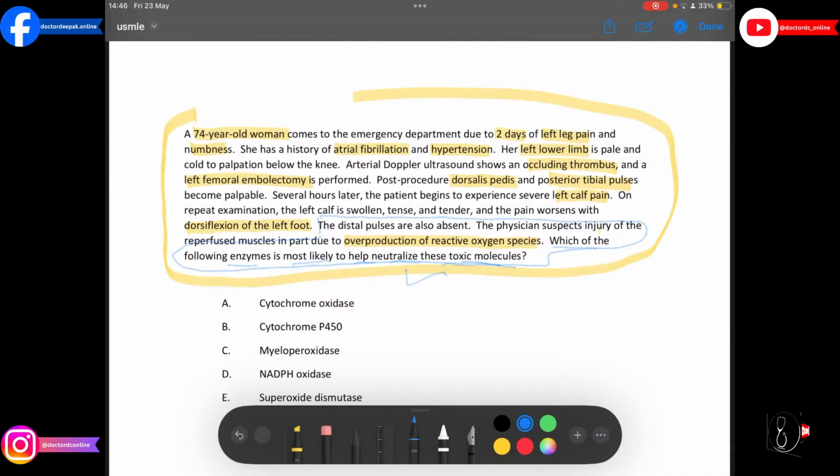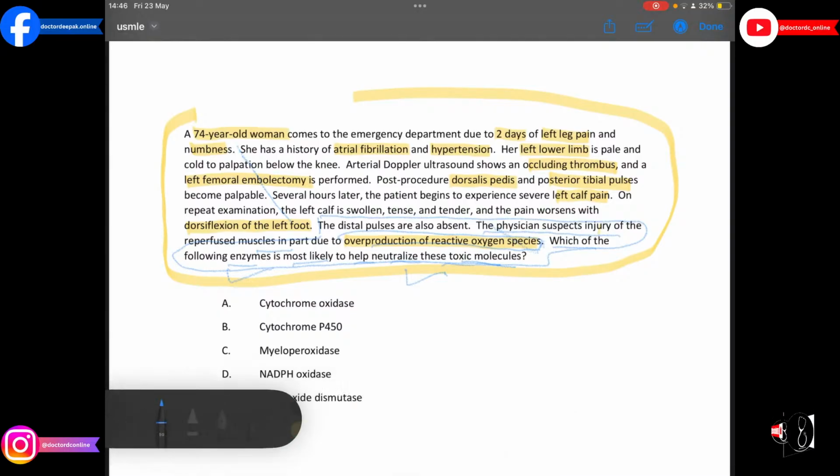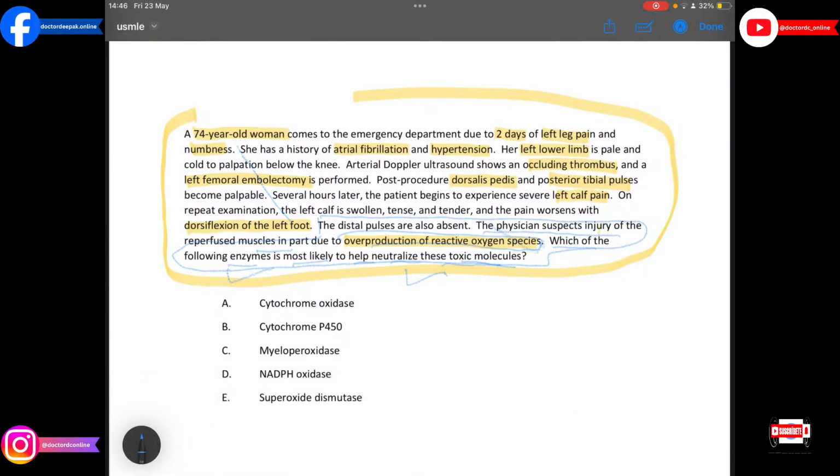Next, we read the second-last statement: the physician suspects injury of the reperfused muscles is due to overproduction of reactive oxygen species. In the last two statements, we got our question. You don't have to read all the statements if the questions are time-based. The question is, which enzyme is going to neutralize the toxic substance, the reactive oxygen species? As you all know, in mitochondria, there is one enzyme, superoxide dismutase, that neutralizes reactive oxygen species.